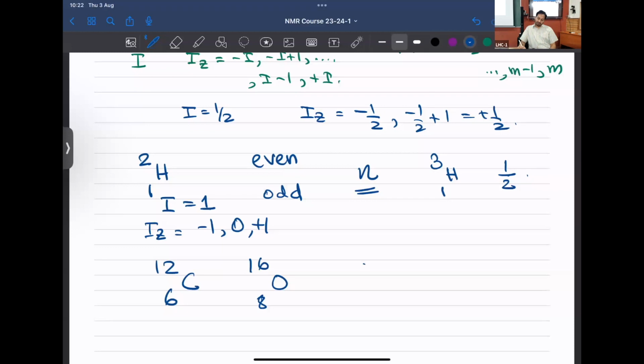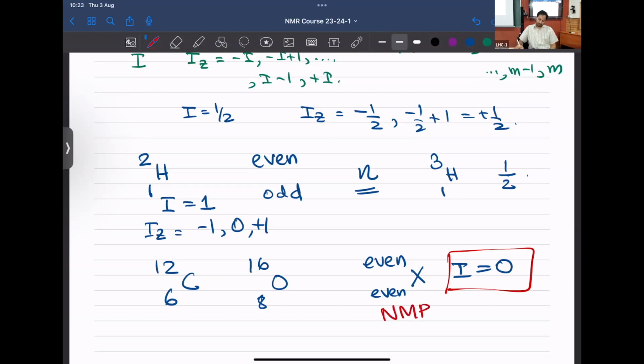Whenever you have an even-even nuclei, the spin quantum number is 0. This is extremely important to remember. Whenever you have an even-even nuclei, you have no spin quantum number associated with it. That means these are NMR inactive. Does that make sense? Yeah.